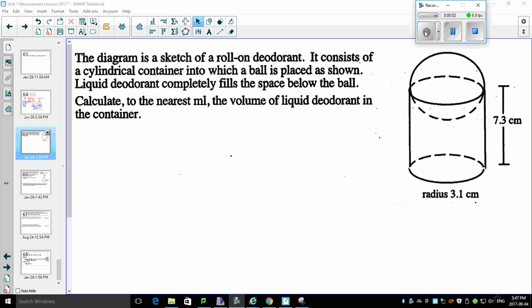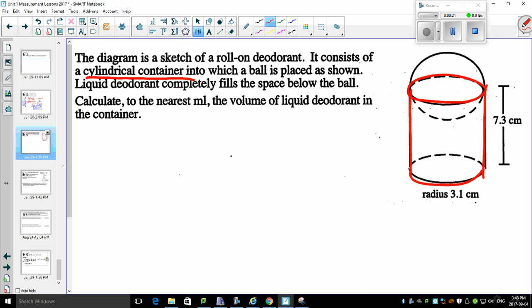Here's a great question of a composite object and volumes. This is a liquid deodorant applicator, something you would go out and buy in a store, roll-on deodorant. It says it consists of a cylindrical container, so there's our cylinder, into which a ball is placed as shown. Here's our ball, which of course is our sphere. Notice that it goes about halfway.